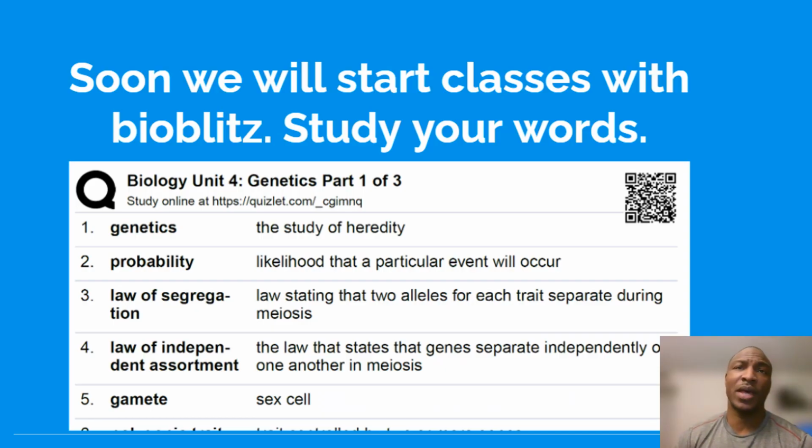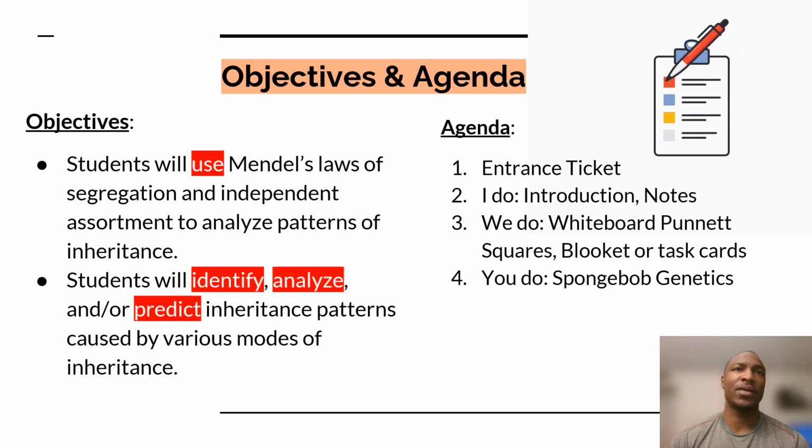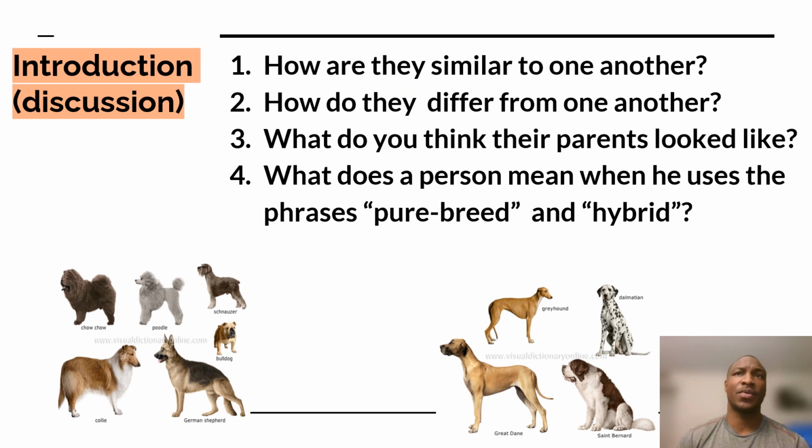So these are going to be the vocabulary words. Don't worry about that. I am going to give you those. Not today though. What you're going to be learning today is the Punnett square, the monohybrid cross, understanding Mendel's laws of segregation and independent assortment. All right. So these are the type of questions you should be able to answer when I come back on Tuesday.